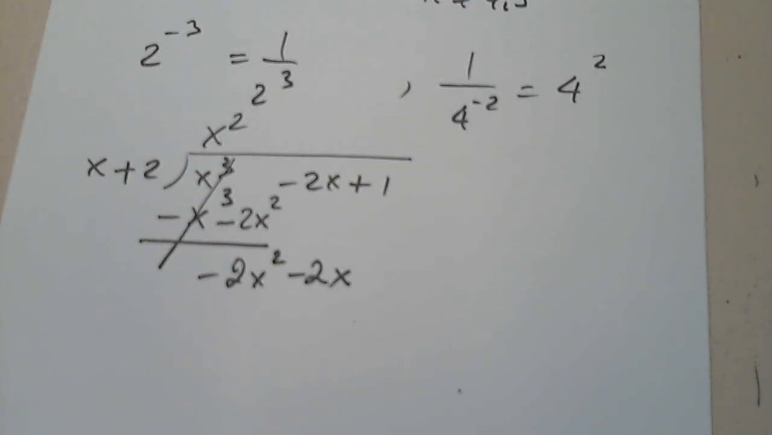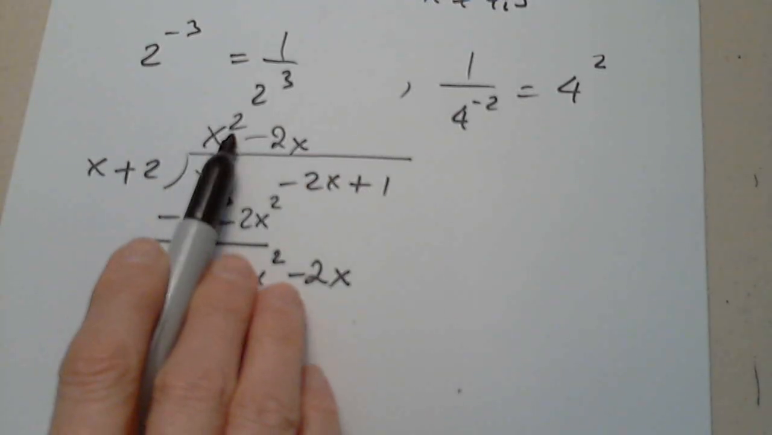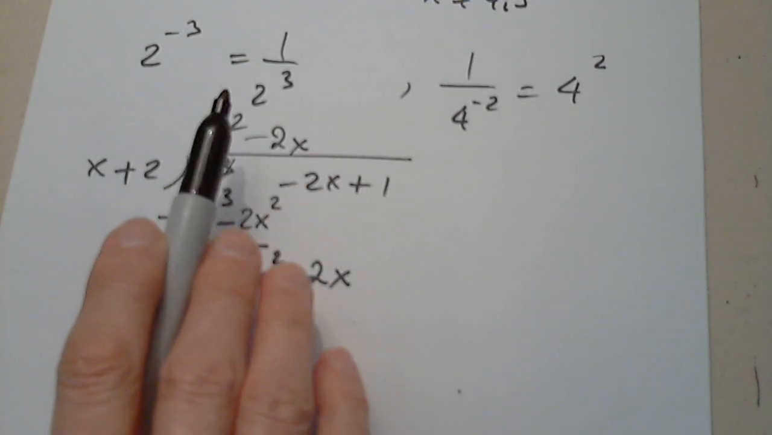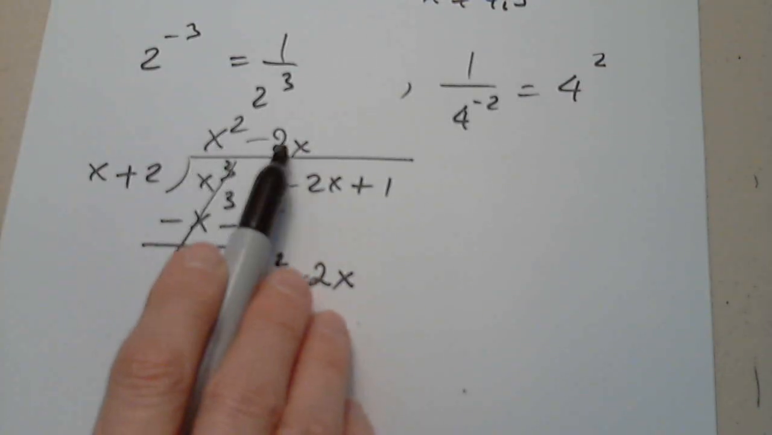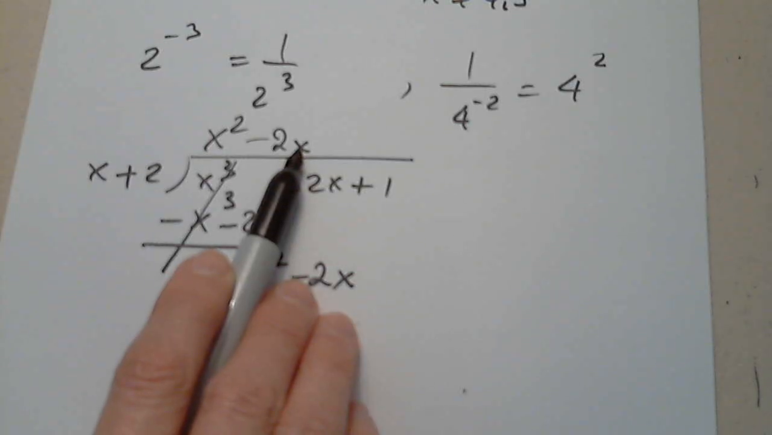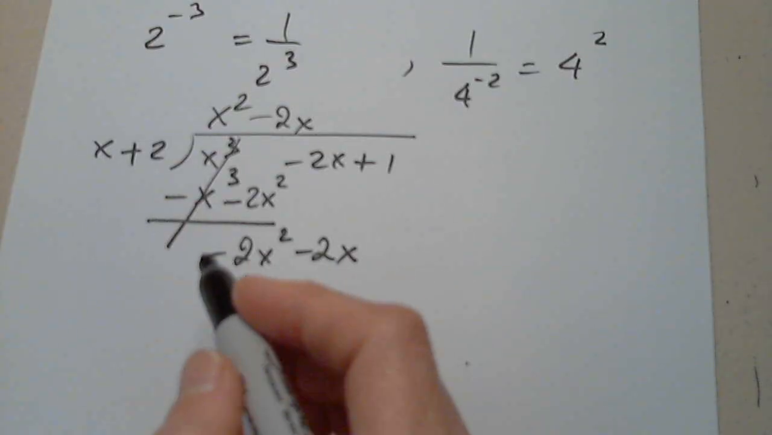Is this okay so far? Yeah. Good. So now x times what is this? Remember, that's a key. If this is x squared, this cannot be x cubed or x squared. It has to be 1 degree lower. So negative 2x times x is negative 2x squared.